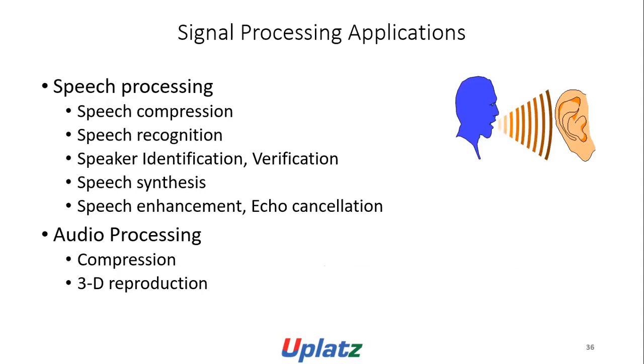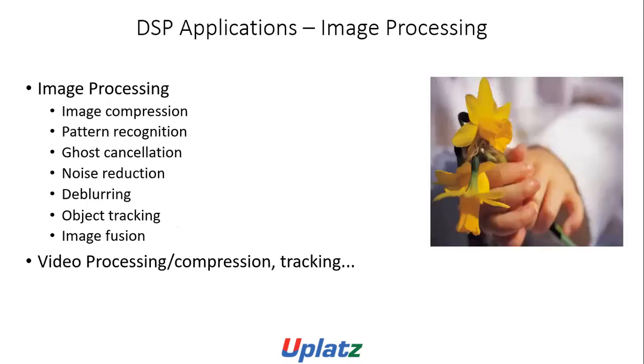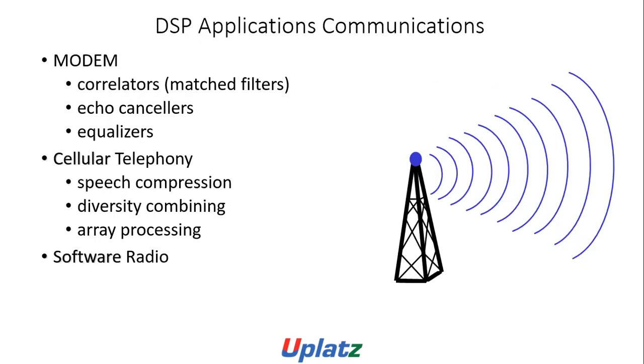Signal processing applications: speech processing, speech compression, speech recognition, speech identification, verification, speech synthesis, speech enhancement, echo cancellation, audio processing, compression, 3D production, image processing, image compression, pattern recognition, ghost cancellation, noise reduction, deblurring, object tracking, image fusion, video processing, compression, tracking. In communications: modems, correlators, matched filters, echo cancellers, equalizers, cellular telephony, speech compression, diversity combining, array processing, and software radio.